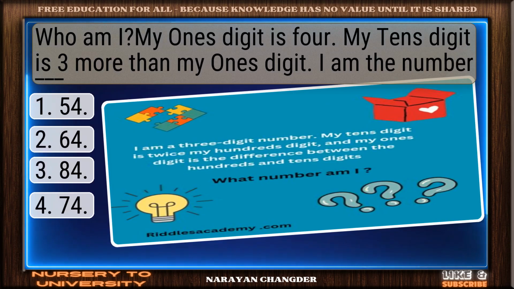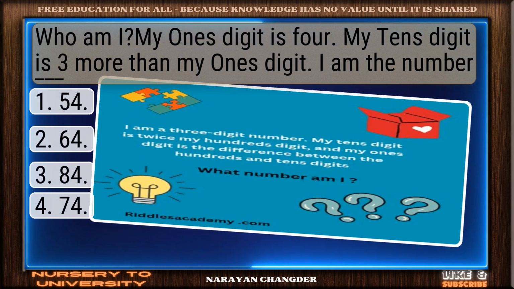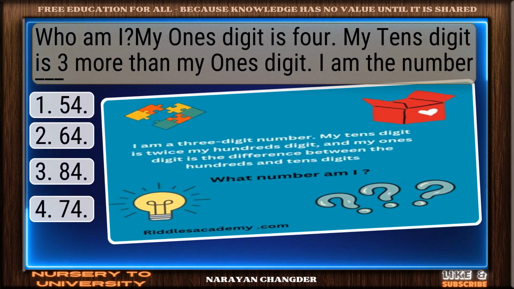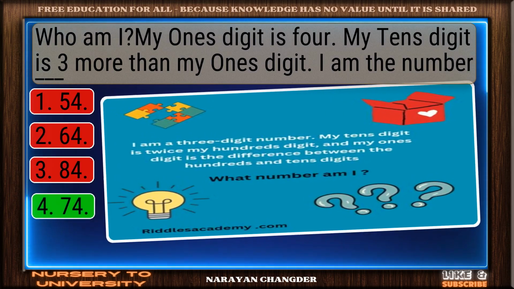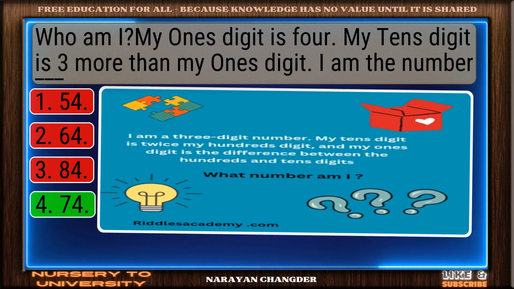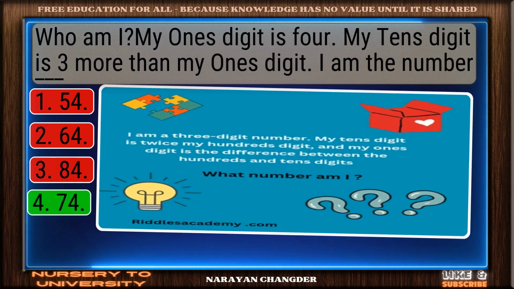Who am I? My ones digit is 4. My tens digit is 3 more than my ones digit. I am the number dash. Correct response. 74 is the most accurate answer.